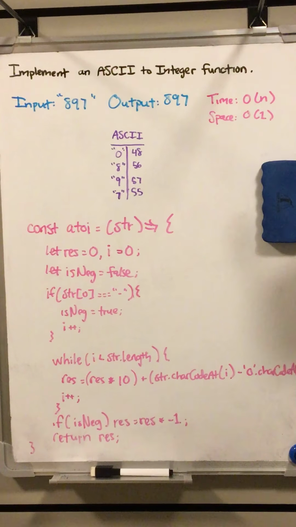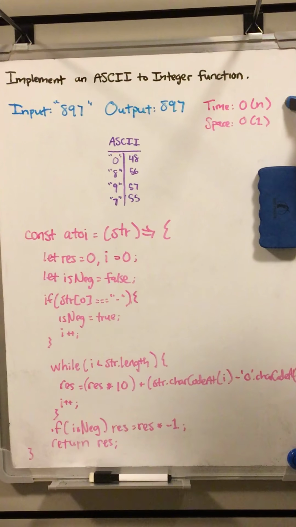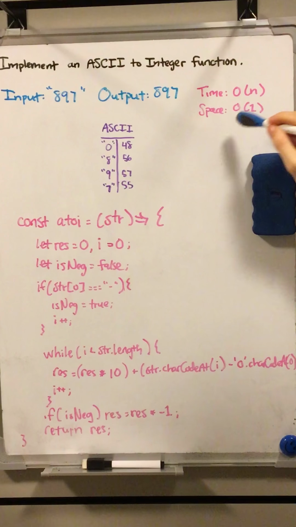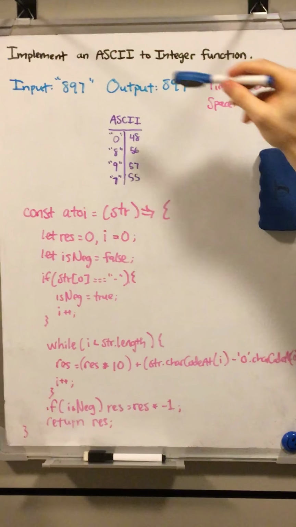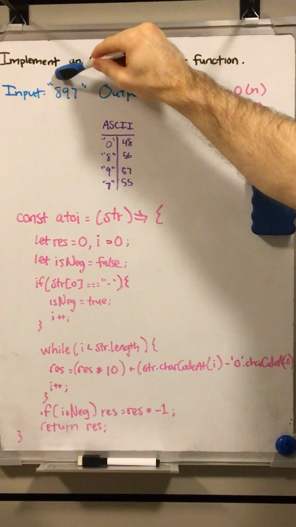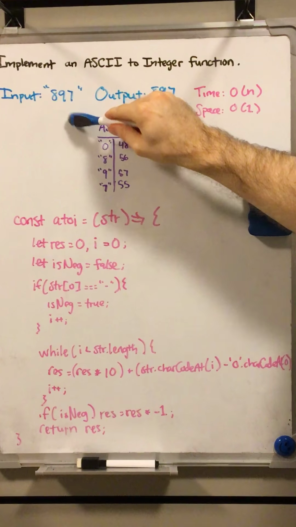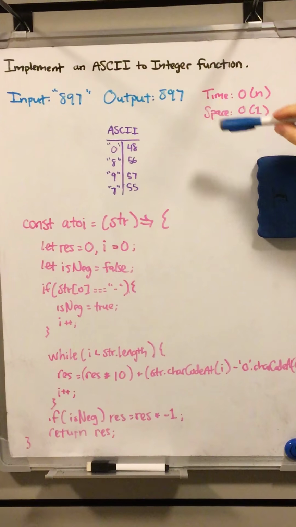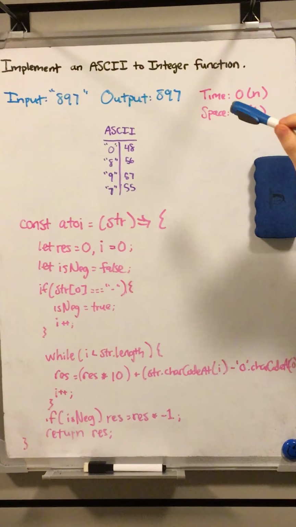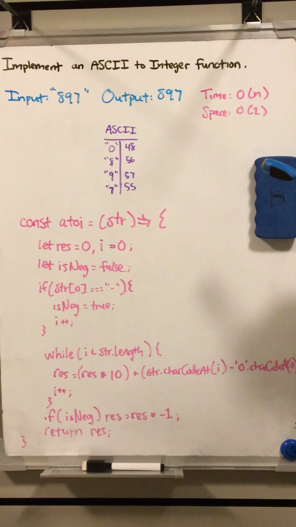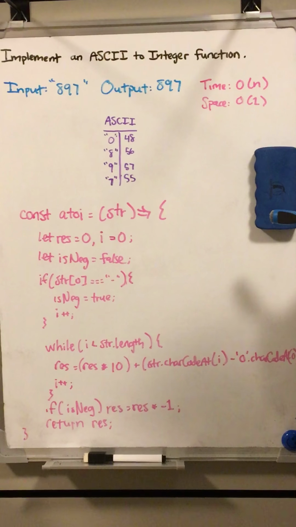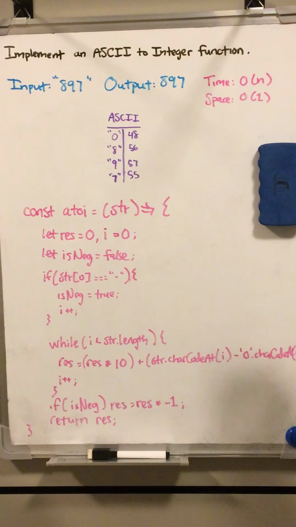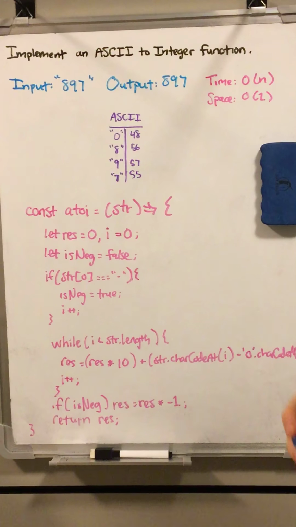We're going to do this in a time complexity of O(n) and a space complexity of O(1). O(n) because we're going to iterate through the n characters that are given to us once, and O(1) because all we are going to be storing is a number. We're just going to be doing math. So we're not going to be taking up space in memory.